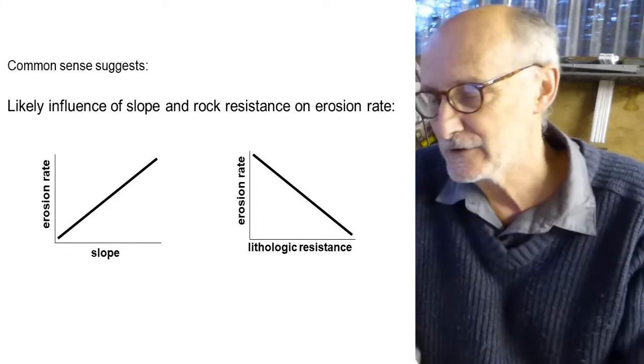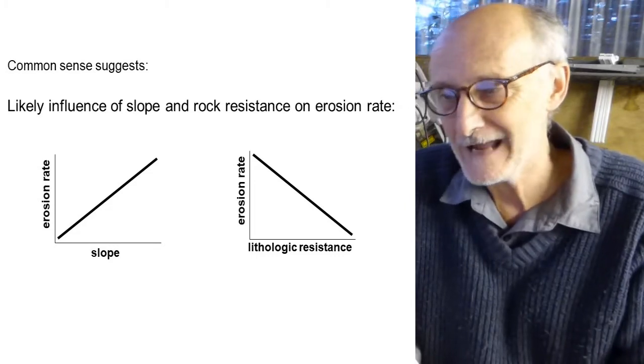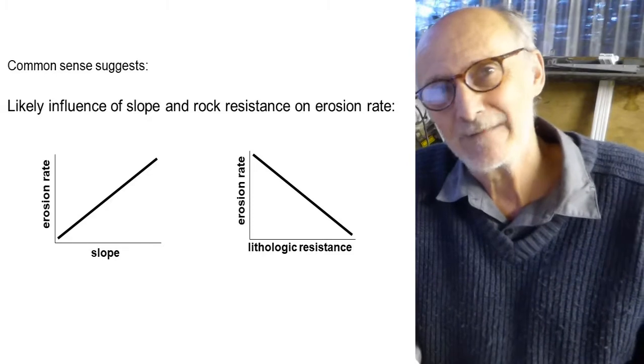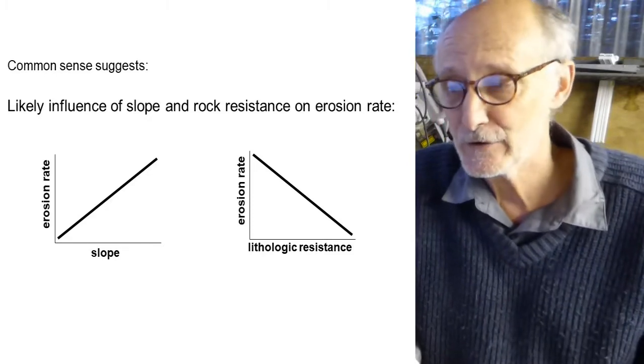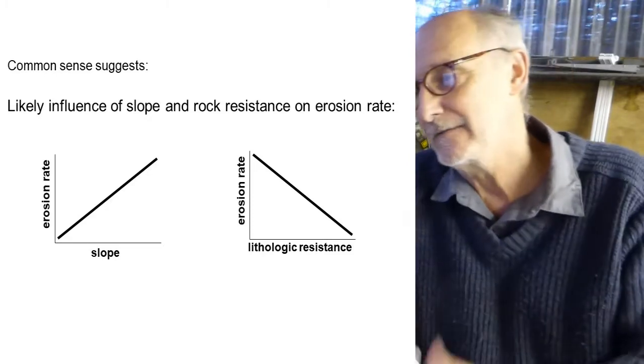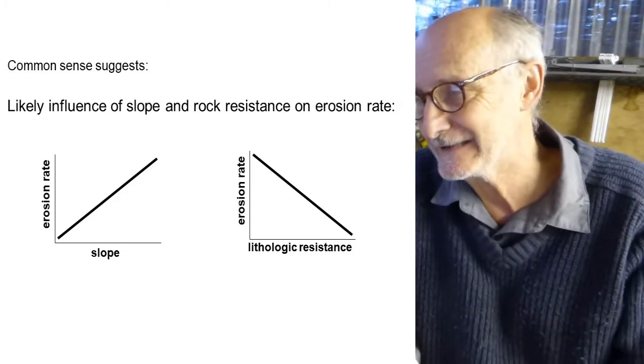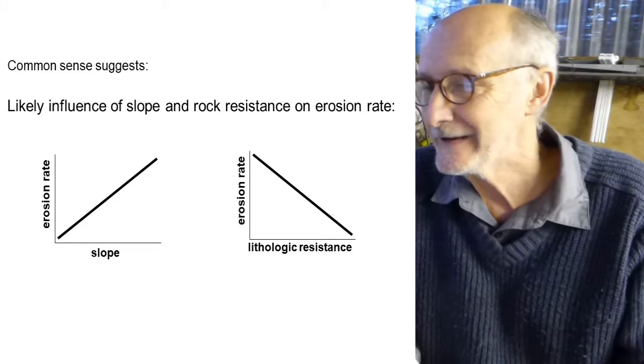And as that graph shows, common sense suggests that as you increase the gradient that you're working with, you're likely to get more and more erosion. Low erosion happening on shallow slopes and more erosion happening on steep slopes. So that's what the left-hand graph there is indicating. What about the right-hand graph?